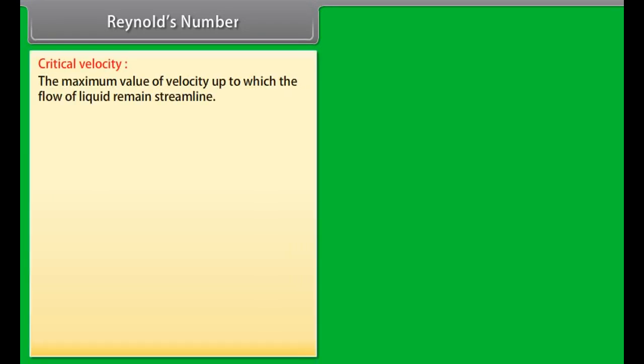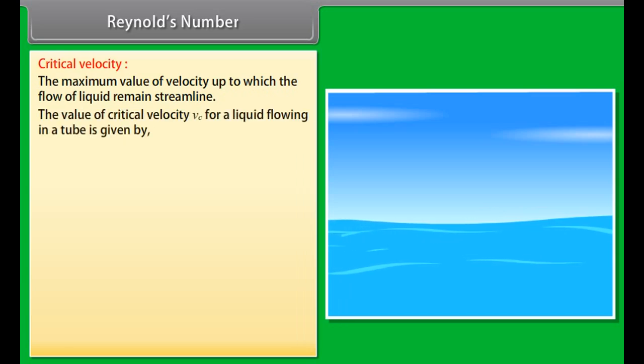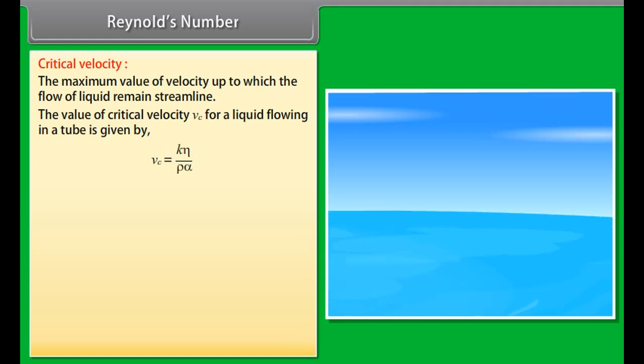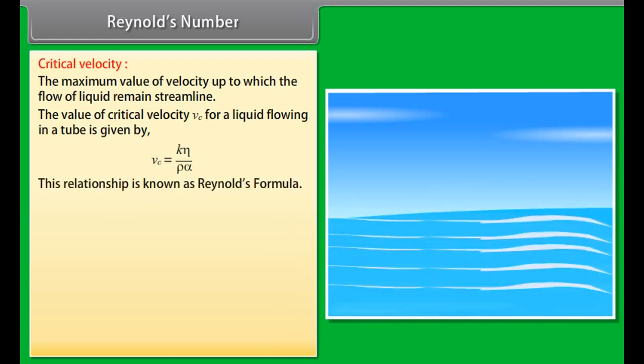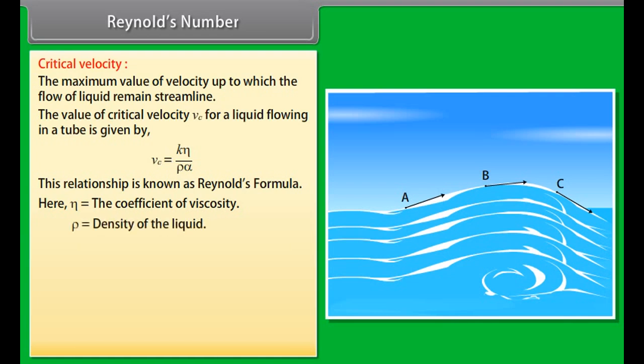Reynolds number. Critical velocity is the maximum value of velocity up to which the flow of a liquid remains streamlined. The value of critical velocity vc for a liquid flowing in a tube is equal to Kη/(ρa). This relationship is known as Reynolds formula. Here, η is the coefficient of viscosity, ρ is the density of the liquid, a is the radius of the tube, and K is the Reynolds number.